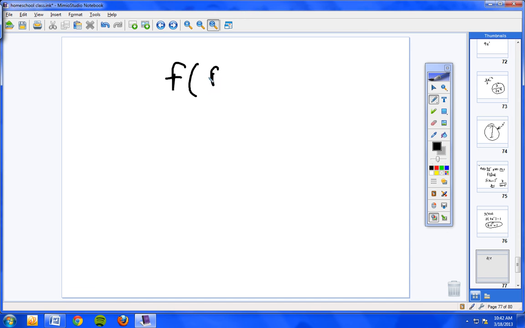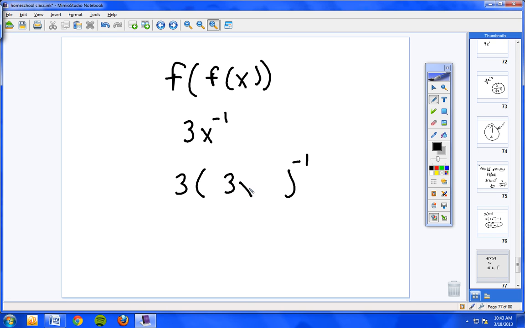F of f of x. Still done the same way. What is your outside letter? F? So your f function is what? Is it 3x to the negative 1, I believe? So where the x is, what do you put? A big what? Everybody okay with that? Now, what's on the inside? F? So pick up f. Put f inside your parentheses. What is f? Isn't f 3x to the negative 1? So put it inside your parentheses. Now you're seeing these are not as easy as you might have first thought. They can be confusing, all right?